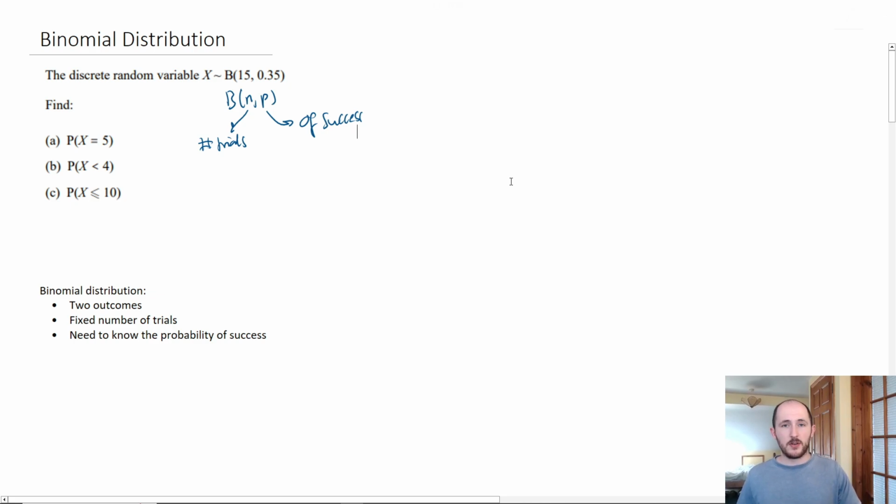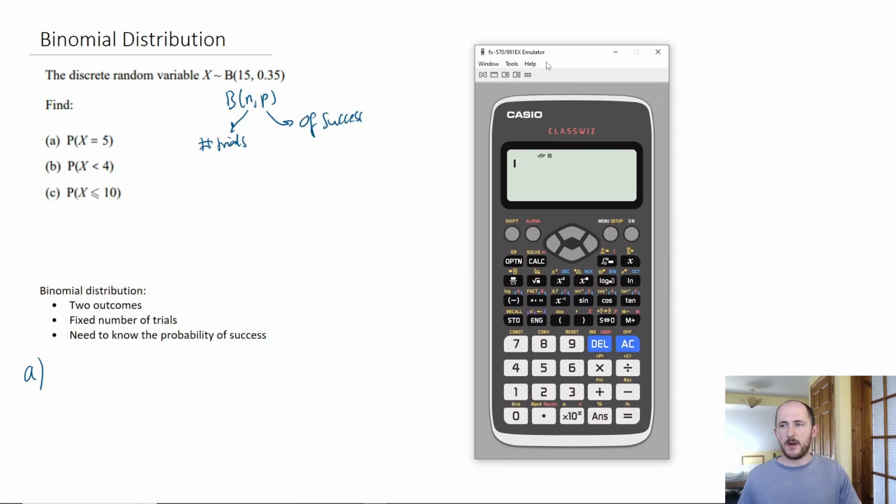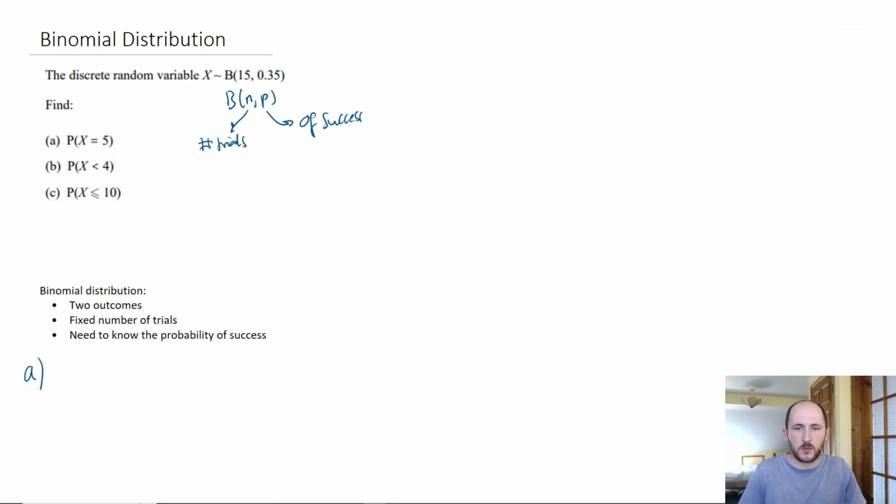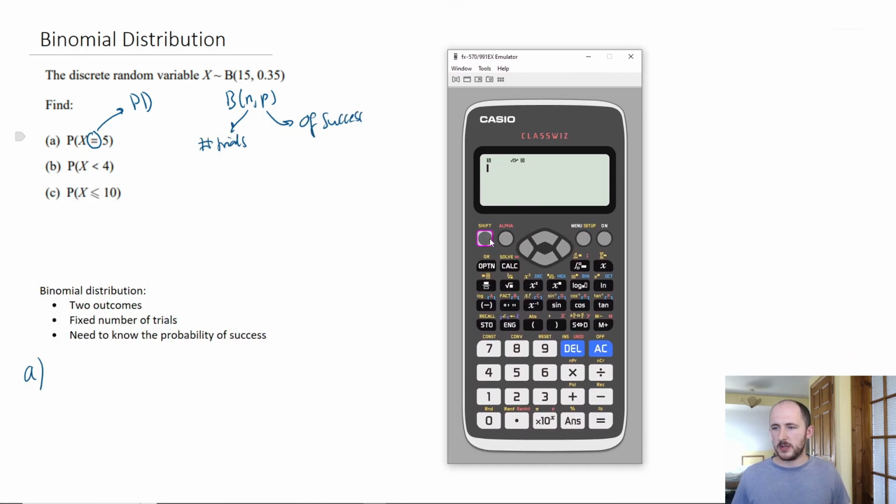So now I'm going to show you how to actually work out these probabilities. How exciting. So for part A, it says, can you find the probability that X is exactly equal to 5? Yes, I can. Now, if you ever see the equal sign, you're going to be using the PD function. I'm going to show you what that means right now. Because PD stands for probability distribution. Okay, so you go to the menu.